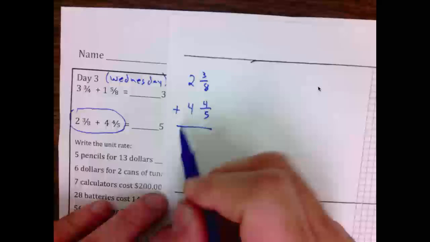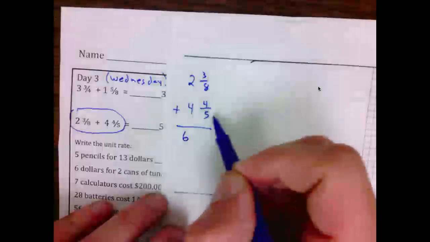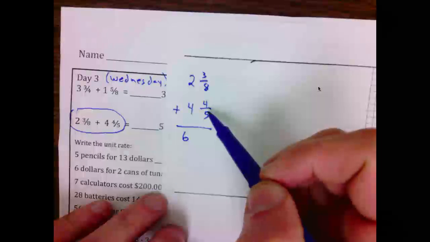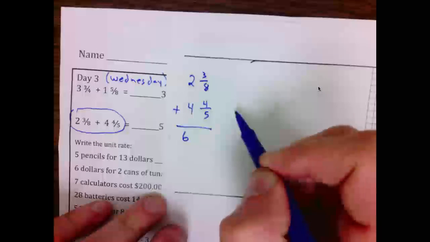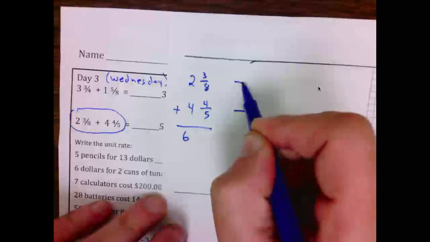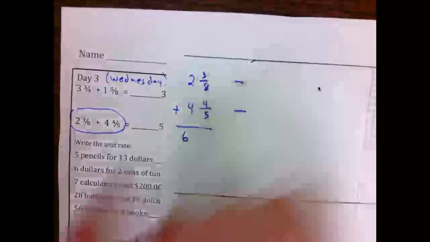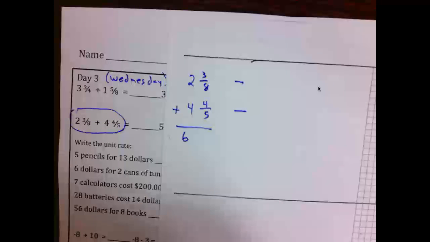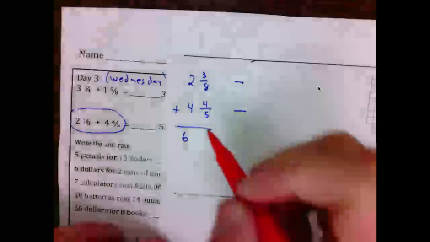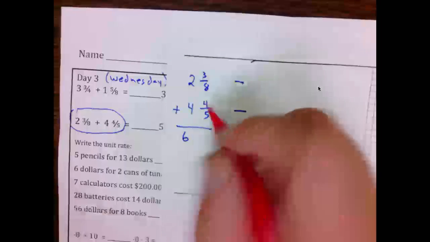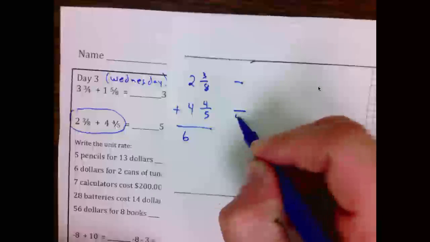2 plus 4 is 6. So we have 6 and something. Okay, we need to add the 3/8 and the 4/5. In order to add, we need a common denominator. Considering, what is the common denominator between 5 and 8? It's 40. One way to find the common denominator is simply multiply these two numbers together. So we know we want the common denominator to be 40.